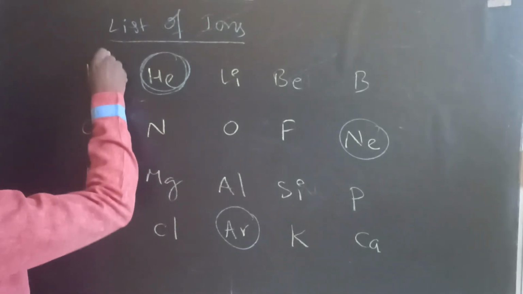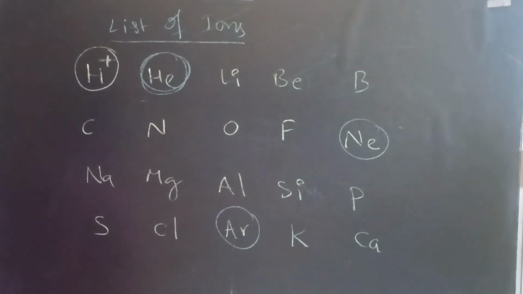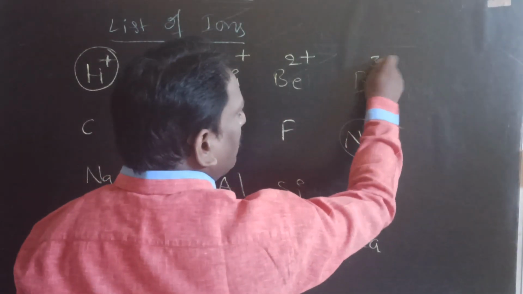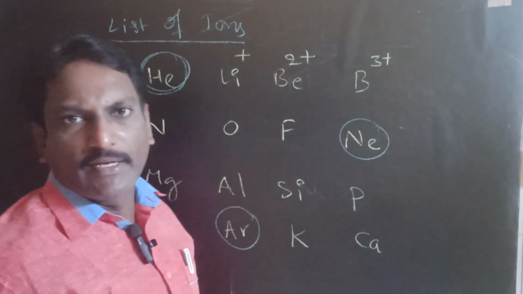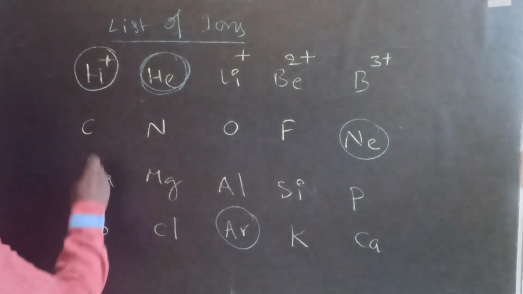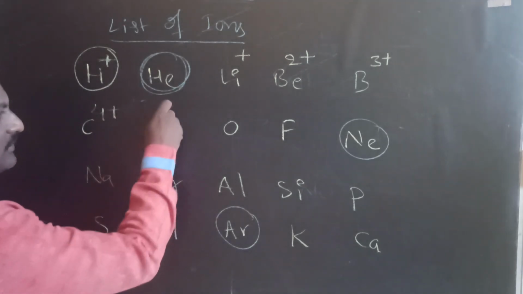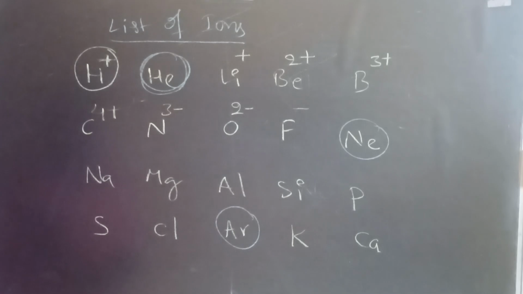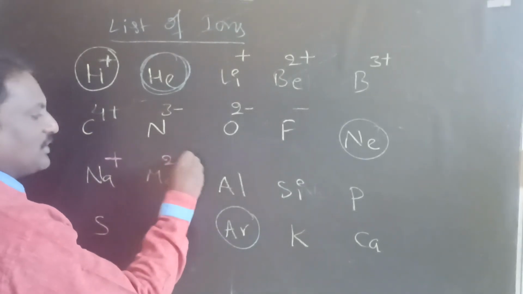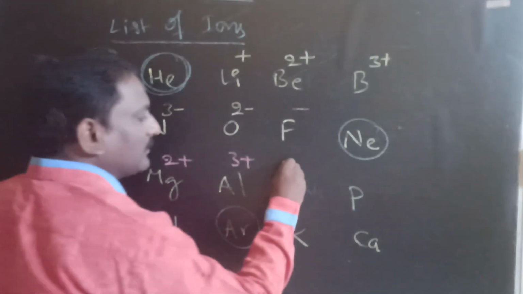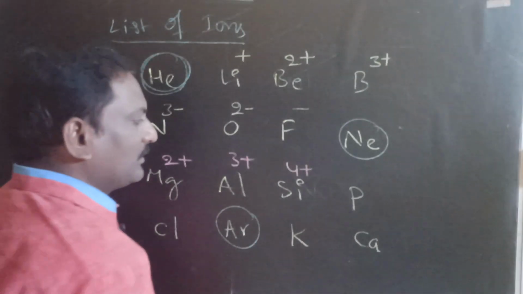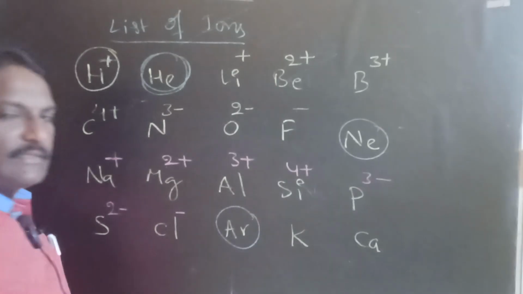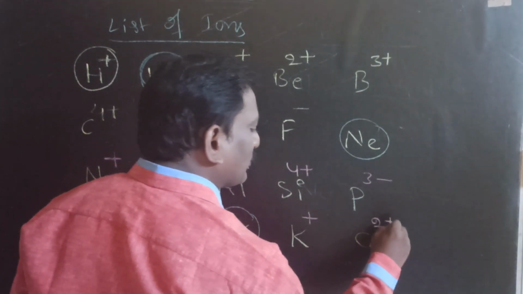In case of hydrogen, the common ion is H plus; lithium, Li plus; beryllium, Be2 plus; boron, B3 plus, and sometimes we get B3 minus. No need to worry about it. Carbon, general valency 4 plus. Nitrogen gives N3 minus, nitride ion; oxide ion O2 minus; fluoride ion F minus; sodium Na plus; magnesium Mg2 plus; aluminum Al3 plus; silicon Si4 plus or sometimes 4 minus. Phosphorus P3 minus, phosphide ion. Sulfur S2 minus, sulfide ion. Chloride ion Cl minus, potassium K plus, calcium Ca2 plus.